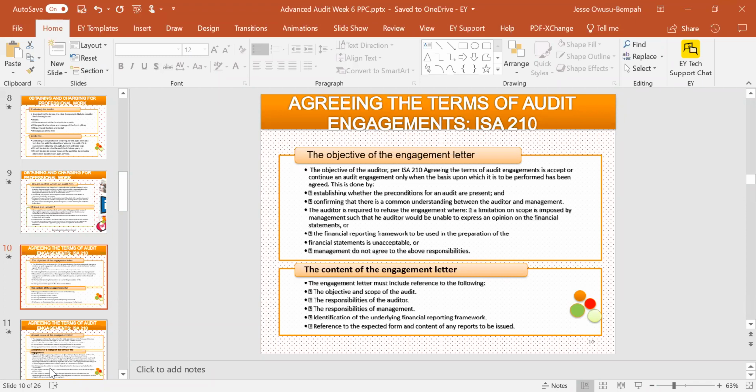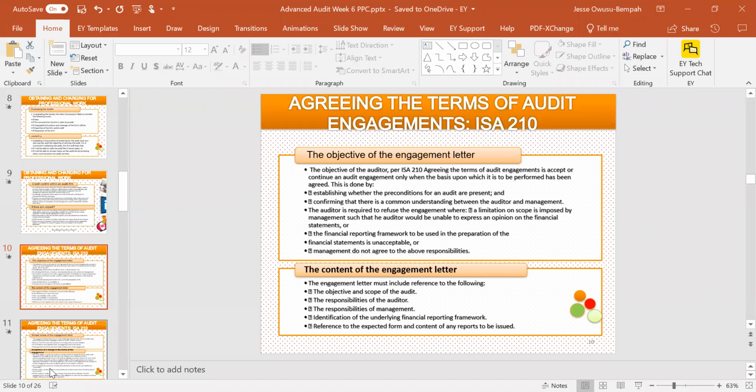So that common understanding between auditors and management has to be established. The auditor has a right to refuse the engagement where there's a limitation of scope that is imposed by management themselves. Does anyone have any clue what limitation of scope is?